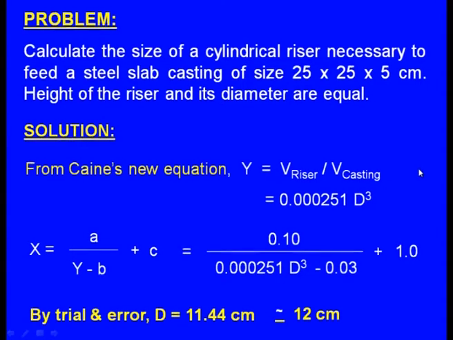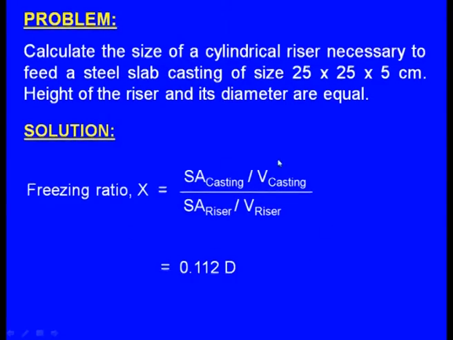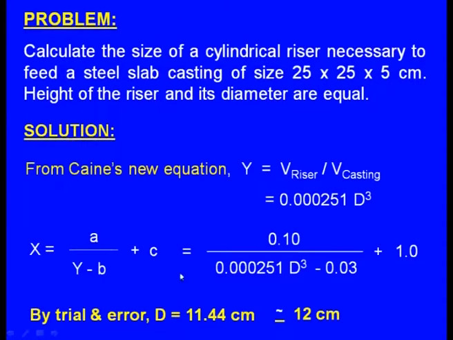Now, so far we have calculated two freezing ratios. Using the first definition, given by Kane, we got the freezing ratio as 0.112 d. And using the other definition for the freezing ratio, we have substituted the values for A, B and C. When we substitute those values, it will become this much.